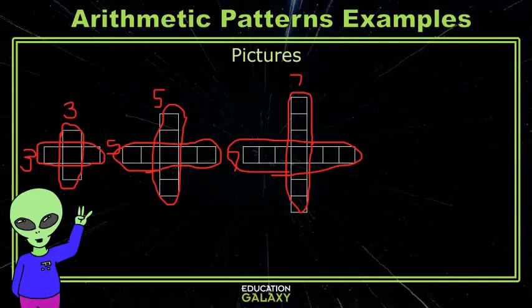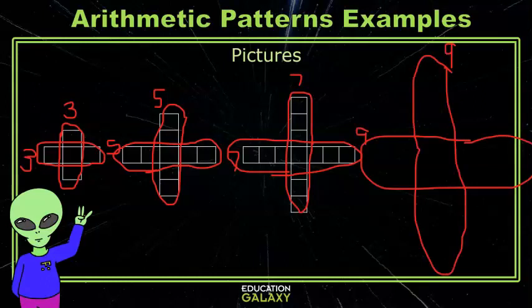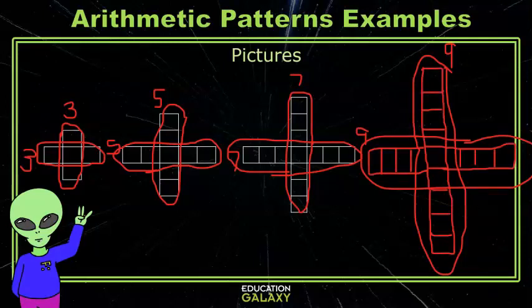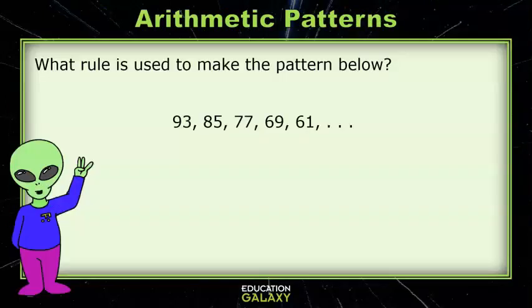So that means the next value in the pattern would be 7 plus 2, which is 9. So it should be 9 tall and 9 wide. So our next shape would look like this. Let's try some practice problems.